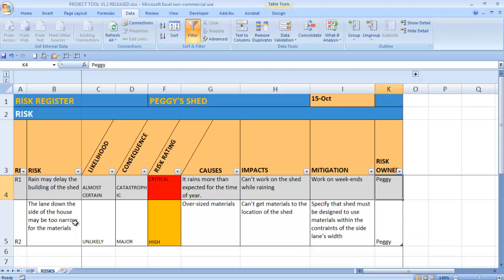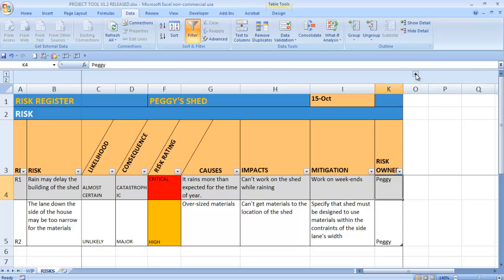We've got the lane down the side of the house might be too narrow for the materials, and so on. Again, we go and rate that. Now, what we'll talk about for the next few minutes is the concept of residual risk. So once we've taken our risk, rated it, applied the mitigation, then what's the risk that's left over?